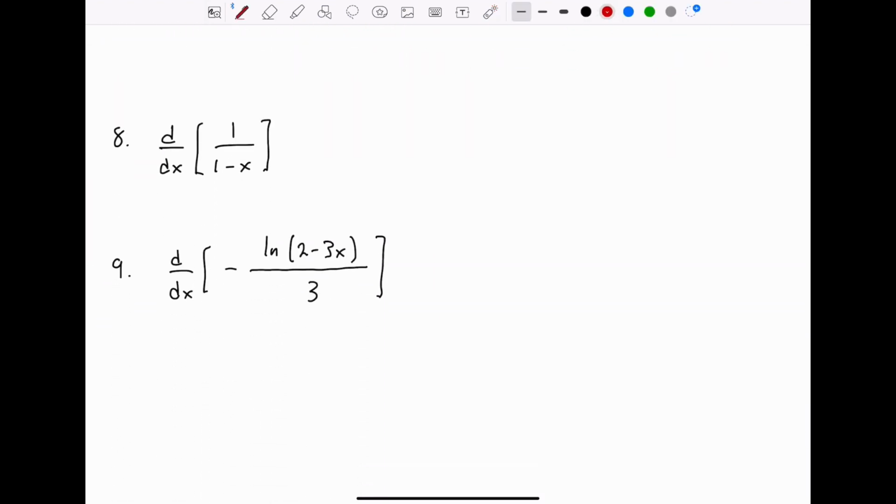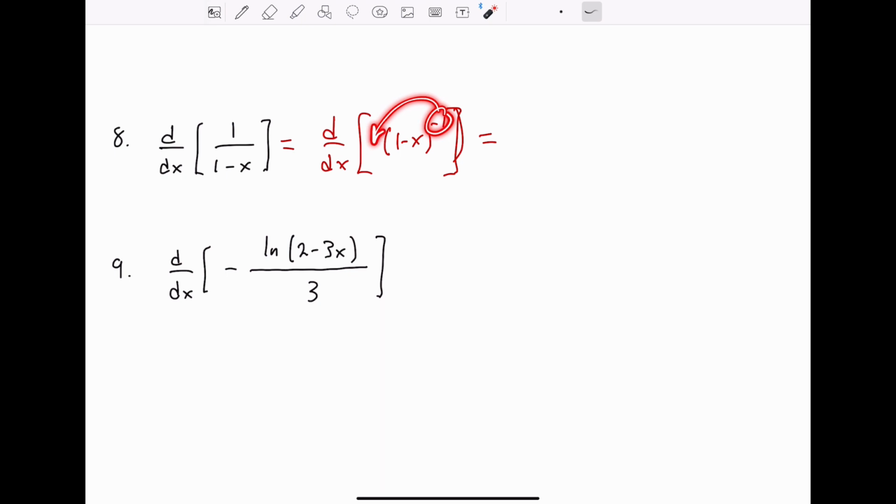Let's take a look at example 8. Here we could use the quotient rule if we wanted to, but it's a bit easier, I think, to simply rewrite. Instead of 1 divided by 1 minus x, we could write this as 1 minus x raised to the negative 1 power, and now we can use chain rule plus the power rule. So we start with the power rule. We're taking the derivative of something raised to a power. The power comes out front. So we have negative 1 times the something to the negative 1 minus 1, which is negative 2. We still have the 1 minus x inside the parentheses.